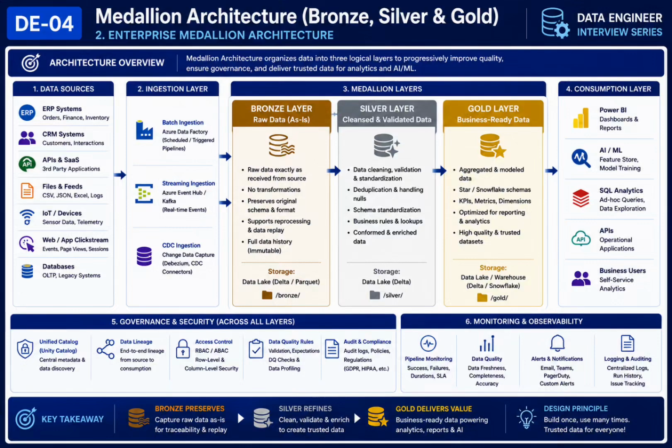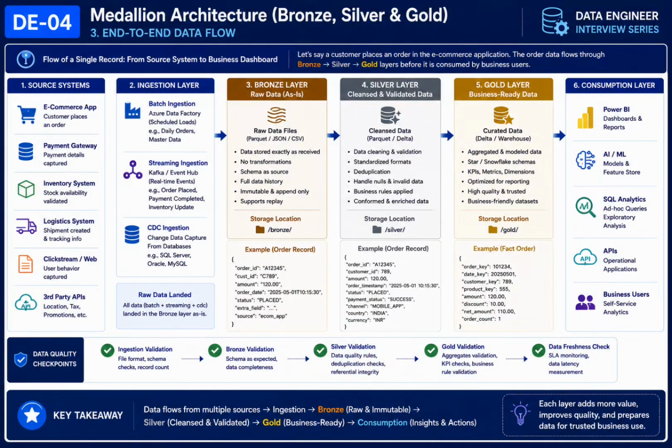So, let's follow a single customer order through the complete pipeline. So, a customer places an order on the website. So, the application sends order details to the ingestion layer using APIs or Kafka. So, the first destination is the bronze layer. Here, we simply store the data exactly as it arrives.